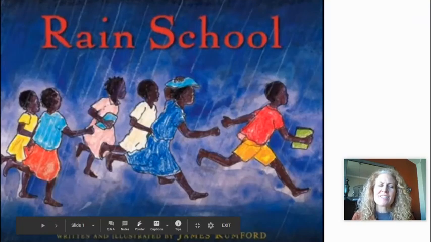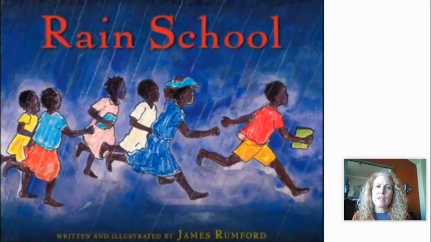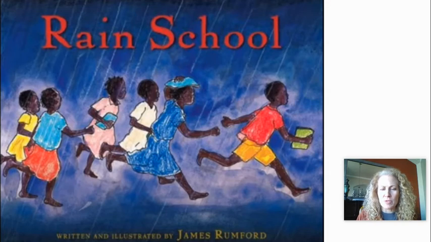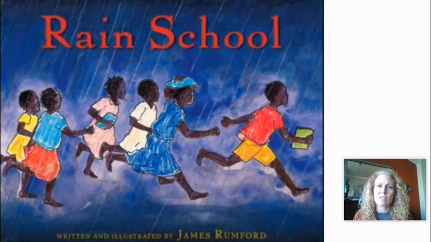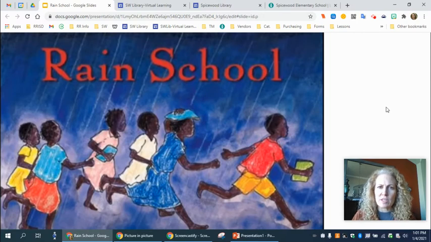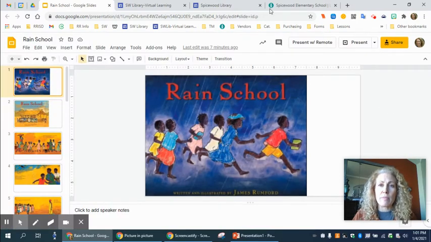Hi there. Today I'd like to read you a book called Rain School by James Rumford. And this book is about education in another country, and it happens to talk about school in Chad, which is on the continent Africa. And so, before we get started, I'd like to just go over a few things because I think it's nice to have some background information.